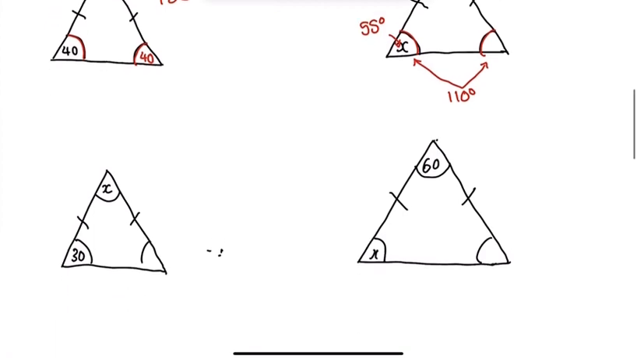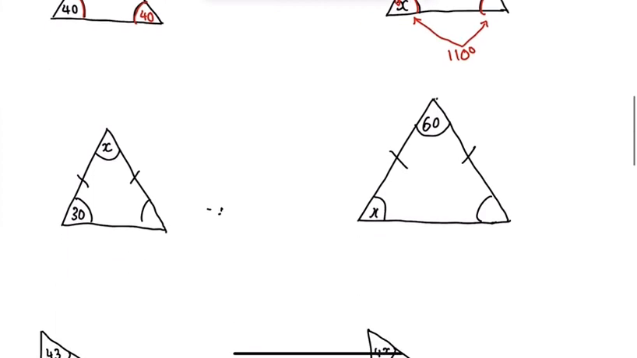Could you now use that to have a go at these two questions, finding the missing angles in each of these triangles?